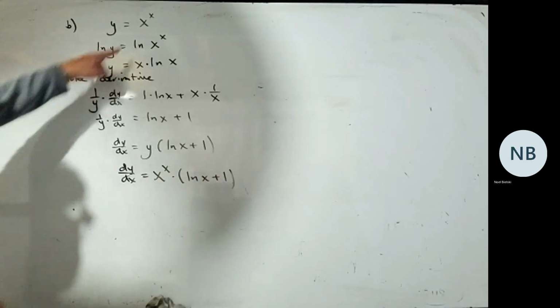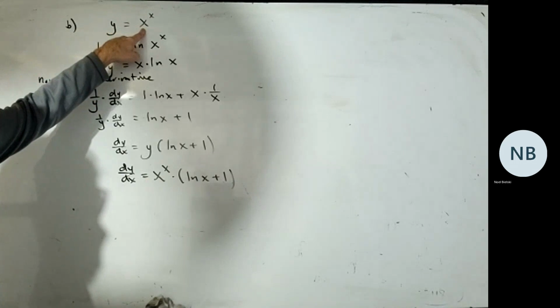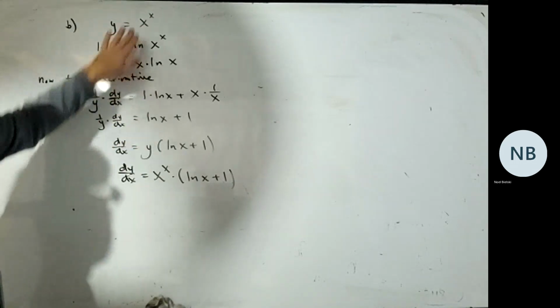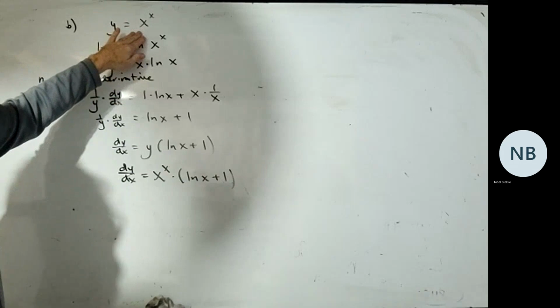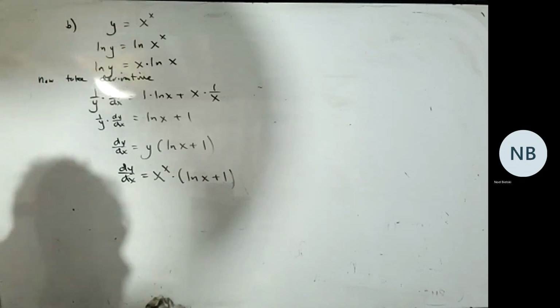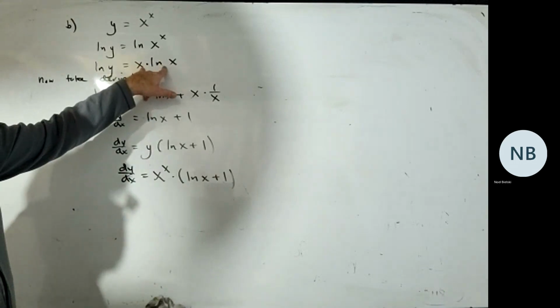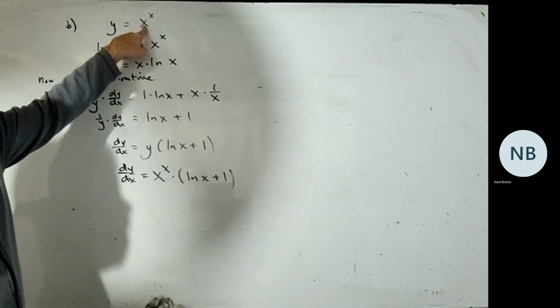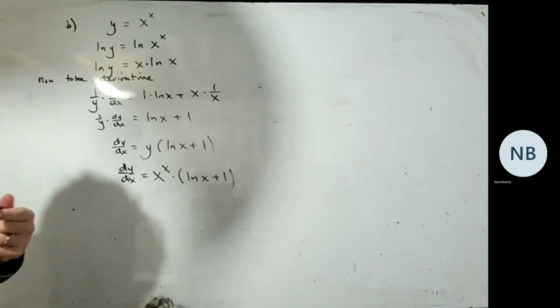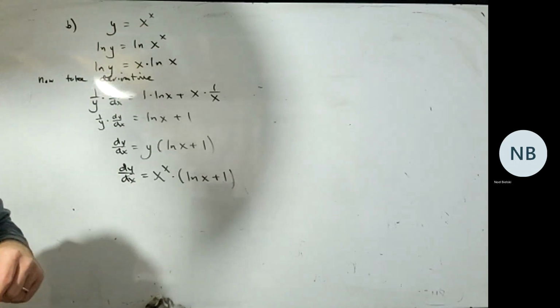Stuff in the form x to the x forces you to use logarithmic differentiation. That's the method you have to use. You have to turn it into these things, because I do know the derivatives of these things. I do not know the derivative of that.